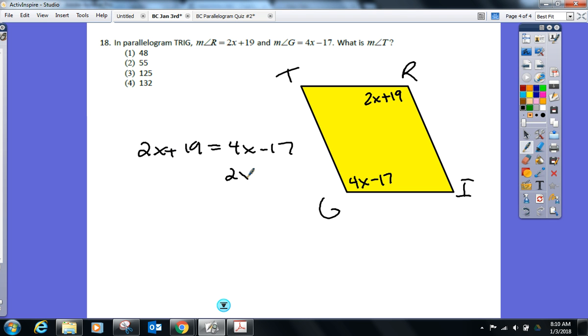So what are we looking at? 2x equals 36. X equals 18. How are we doing here? We look all right? Okay, I have to get to angle T, though. So what do you want to do with X?